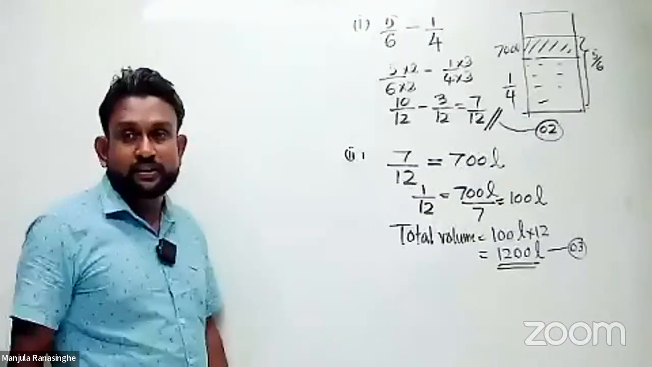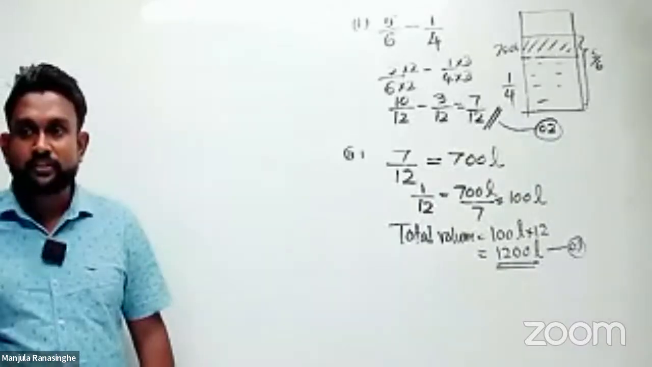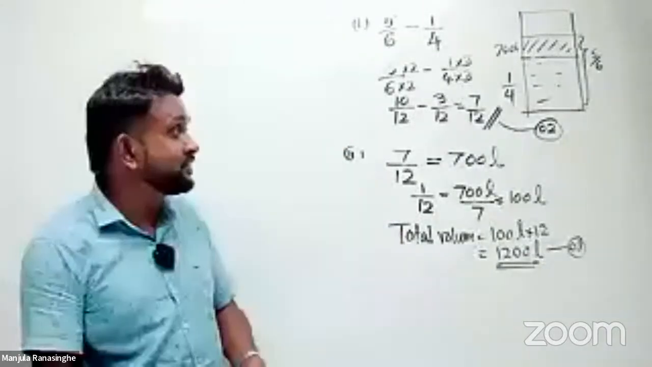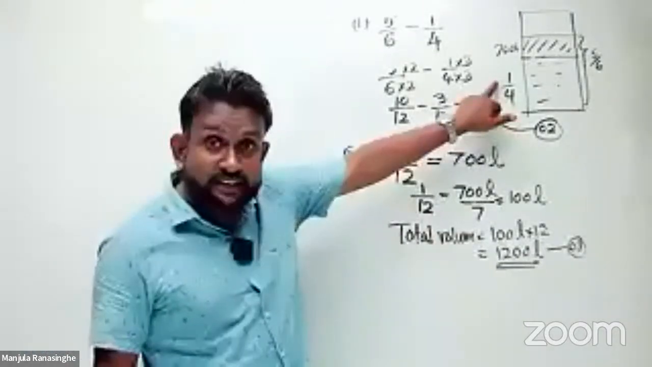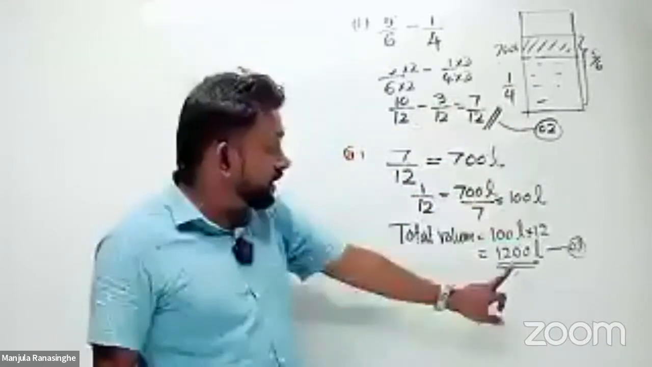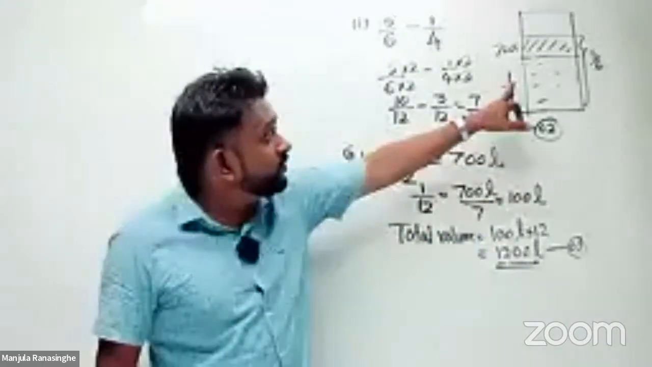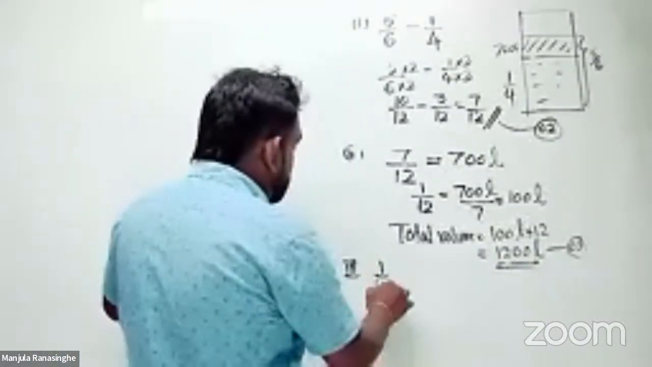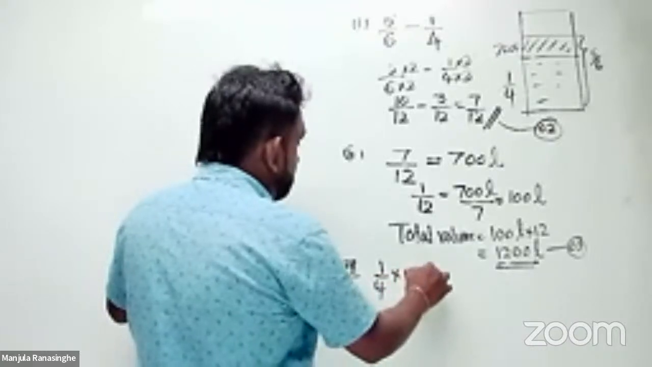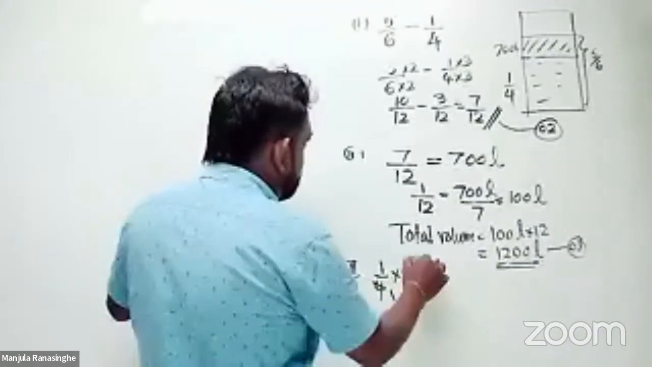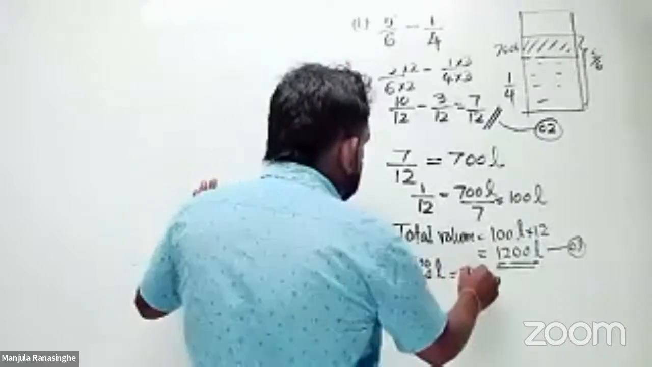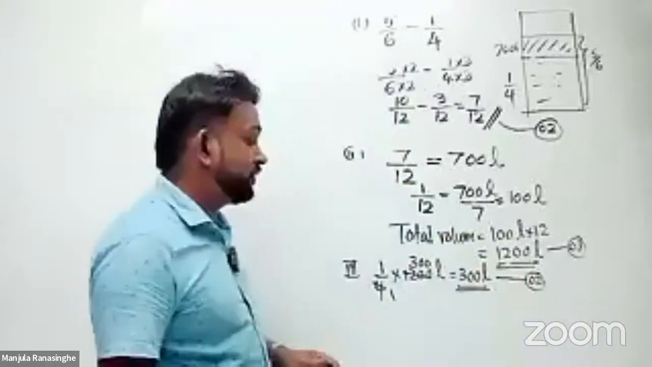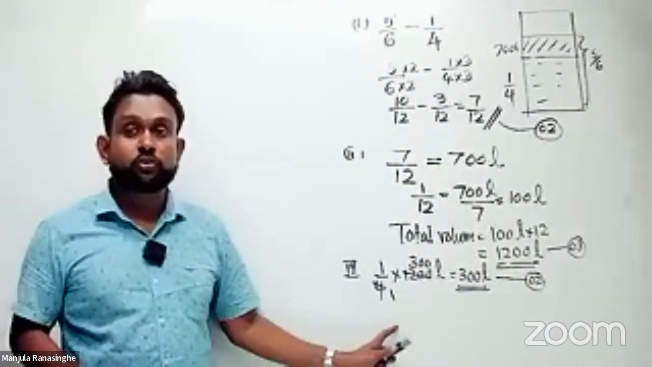Next part, the marks are given in the paper, you can mark it. Find the remaining volume of water in the tank. The remaining is 1/4 of the tank capacity, and the tank capacity is 1200 liters. So 1/4 multiplied by 1200 liters: 4 times 3 is 12, so 300. The answer is 300 liters. That is 2 marks, the remaining volume of water in the tank.